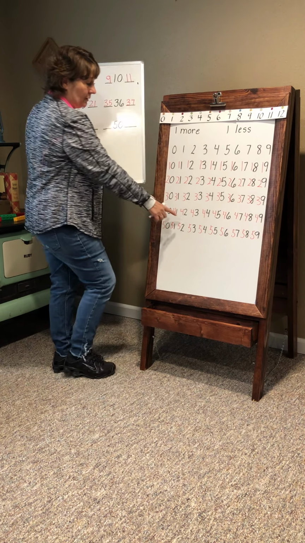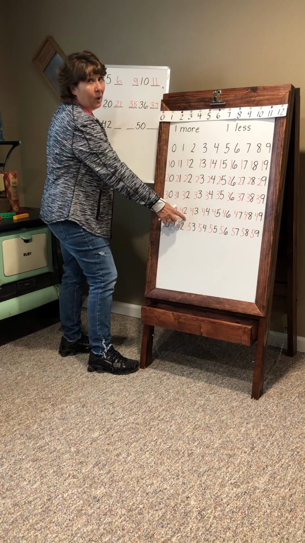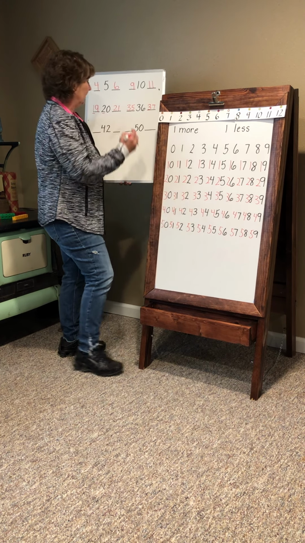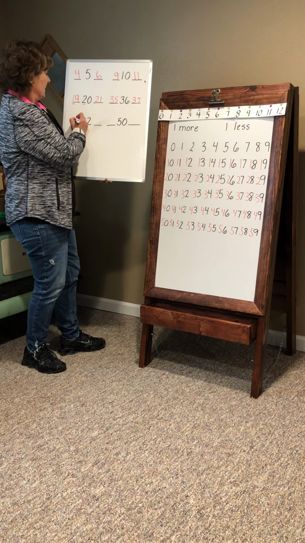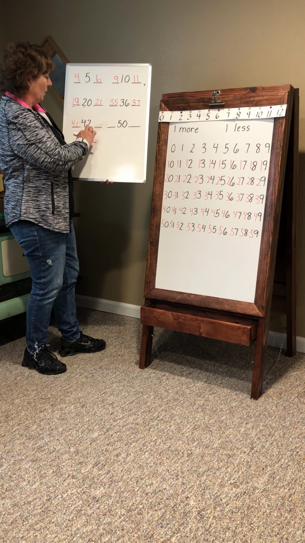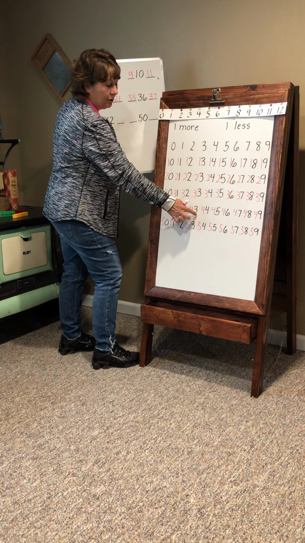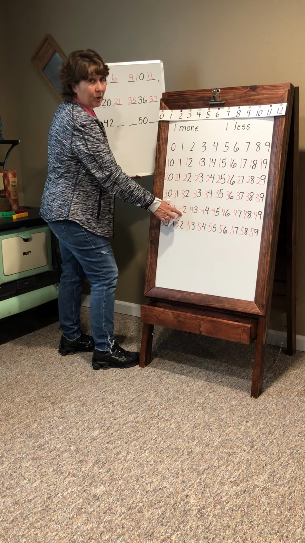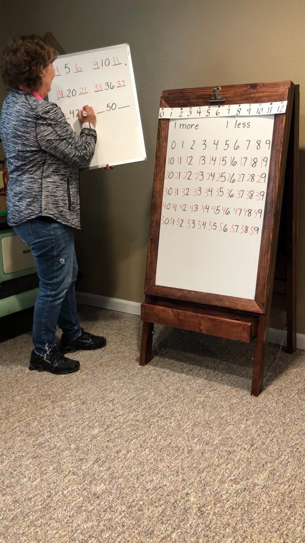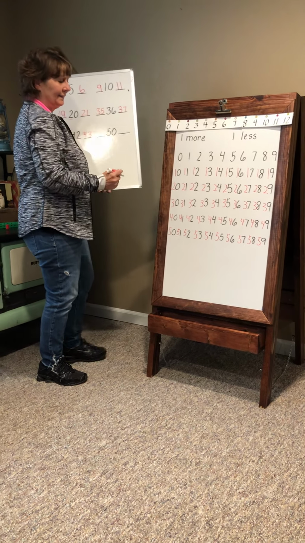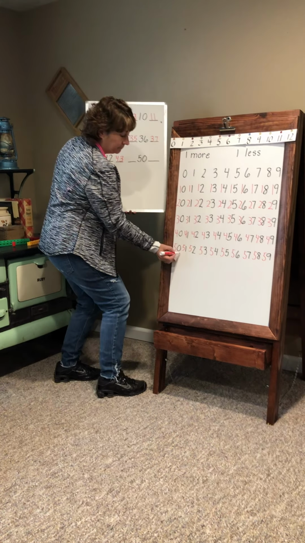Let's check out 42. Again, one less than two is one, and you're still in the 40s. So four tens, one, four tens, two. When you add one more to the two, you have three. So one more to 42 is 43. These are the ones that get a little tricky, right?